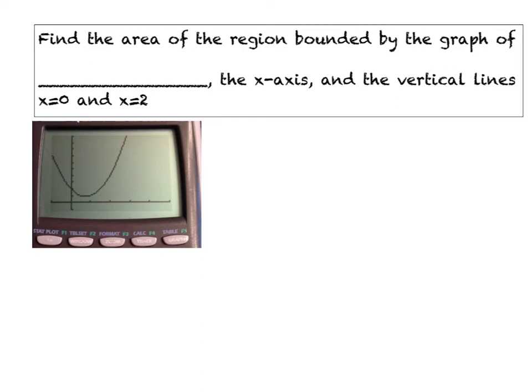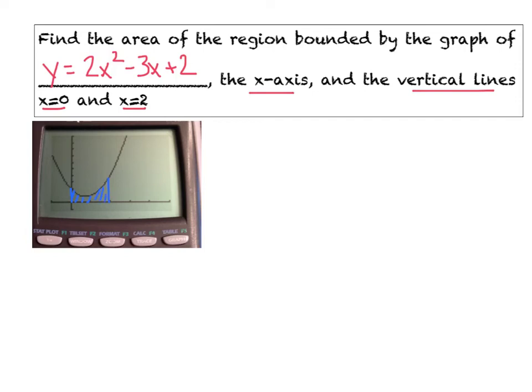Alright, our last problem for the night is basically the same concept, but we've put it into more of a word problem. The problem says we want to find the area of the region bounded by the graph of, let's say, y equals 2x squared minus 3x plus 2. And it's bounded by that curve, the x-axis, and the vertical lines x equals 0 and x equals 2. I've taken the liberty of graphing this on my calculator, going from 0 to 2. You can see the region that we're referring to. We want to find the exact area of that region.